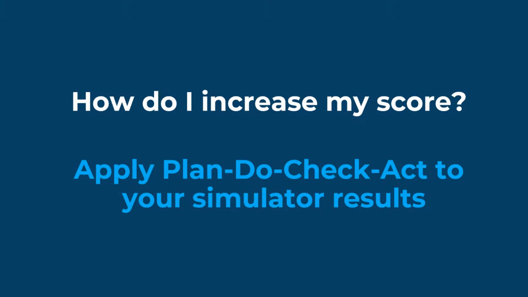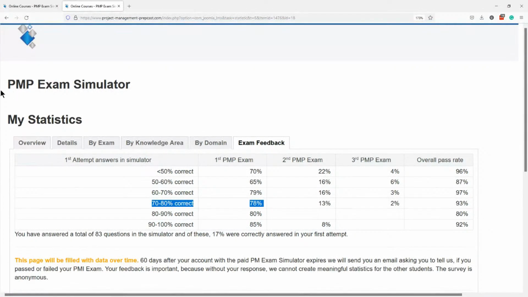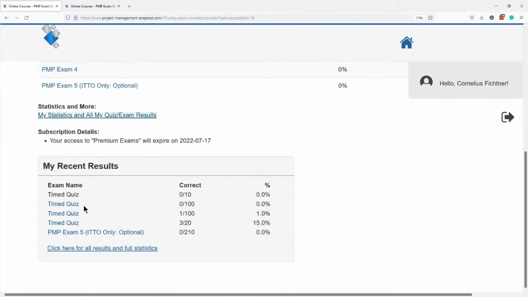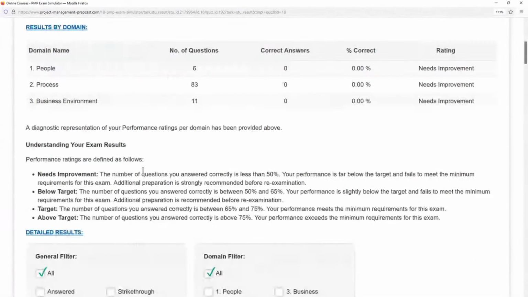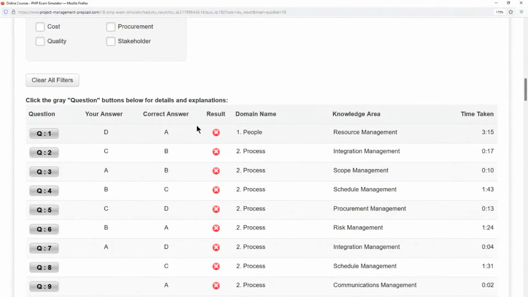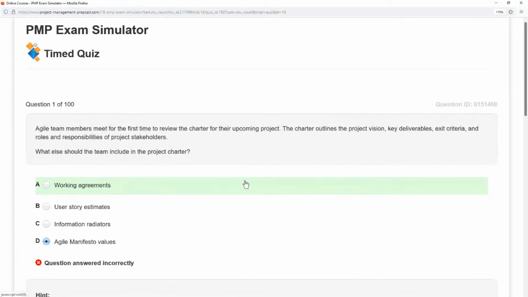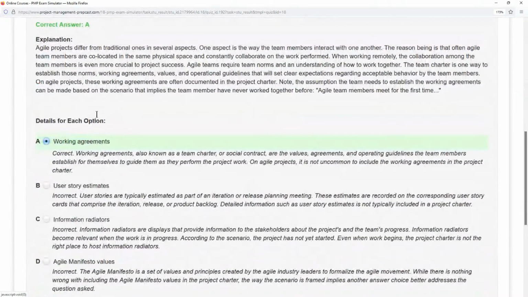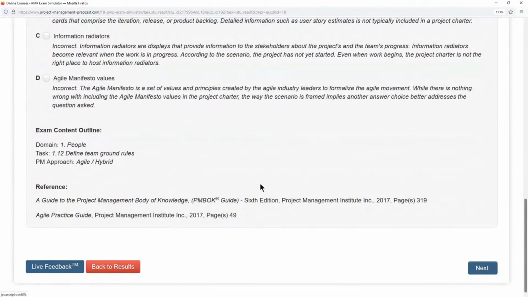Well, you want to apply the plan, do, check, act to your simulator results. Again, this we do in the simulator itself. Let's go back to it. If we go into a previous quiz that I've taken here, in the exam report, I can go to each question that I had wrong. Oh, I had all of them wrong. I just guessed randomly. You can go into question 1 and say, well, I was pretty sure that D was right. Why is A correct? You can now open up this question, look at the explanation, look at the detailed explanation down here. You even have references right there.